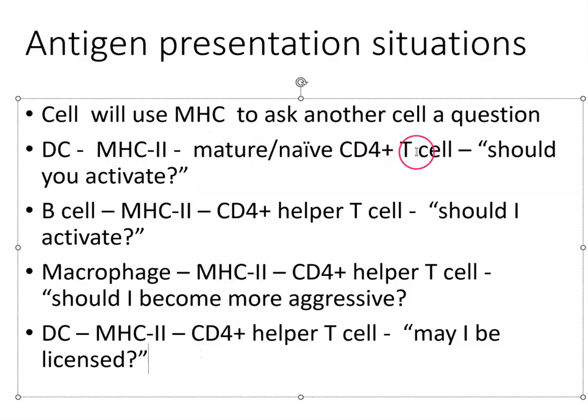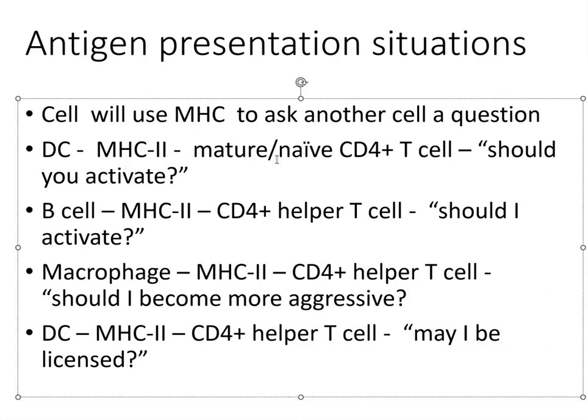The first one is activating a CD4 positive T cell. So activating a helper T cell. It starts as mature naive, but once it sees its antigen, it gets the signals and it goes through activation. So then you have the helper T cell, and there are a ton of different situations where cells will show a helper T cell an antigen and say, hey, do you recognize this? And ask it a question.